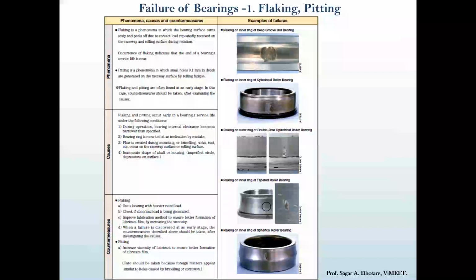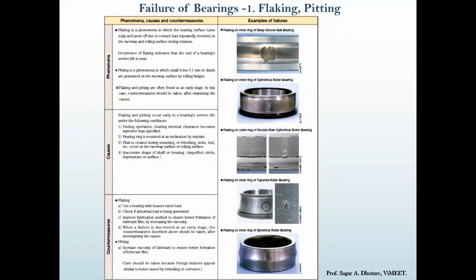The causes of flaking are, first, that during operation the bearing internal clearance becomes narrower than specified. Second, the bearing ring is mounted inclined or mistakenly not properly aligned. Then a flaw is created during mounting, so it needs to be cleaned properly while mounting. And inaccurate shape of the shaft or housing. Because of such things, these kinds of failures normally occur.